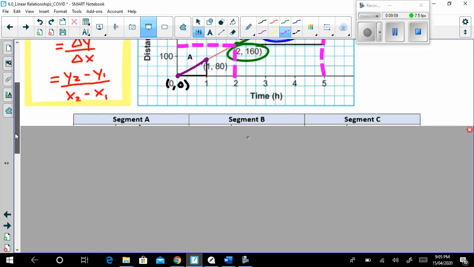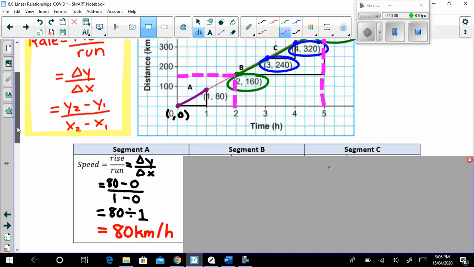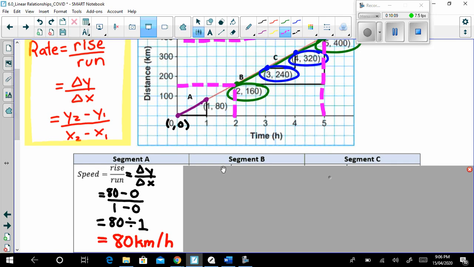Okay, so first we're going to apply it to line segment A. I'll scroll up here a bit so we can see that. Okay, so here from this point here to this point here is line segment A. So we can see that 80 kilometers subtract 0 kilometers is our distance change, and 1 hour subtract 0 hours is our time change. So that works out to be 80 kilometers divided by 1 hour, which is 80 kilometers per hour. So the average speed during this part of the journey would be 80 kilometers per hour.